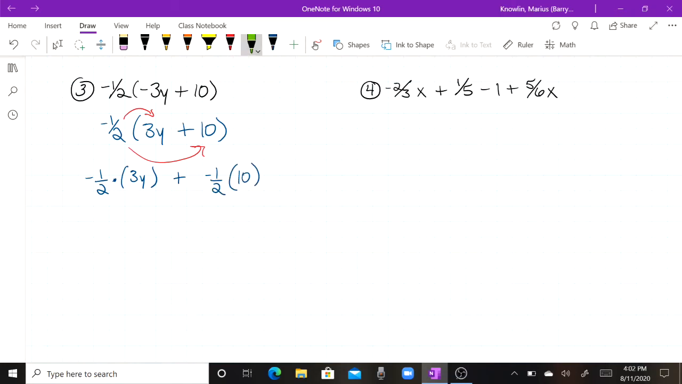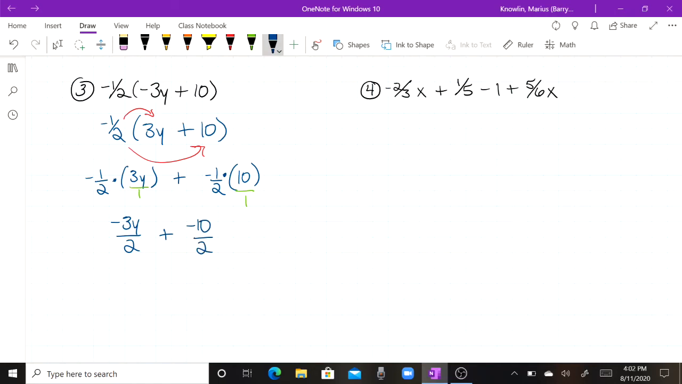Now, we're multiplying a fraction times a whole number or a term. We can write those terms as fractions by putting them over 1. And then we just follow our rules for multiplying fractions. Top times the top, bottom times the bottom. So that's going to give me negative 3y divided by 2 plus negative 10 divided by 2.